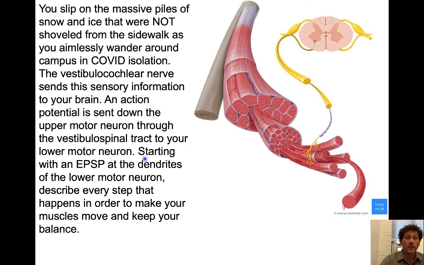So starting with an EPSP at the dendrites of that lower motor neuron, what is going on? Take us all the way from this anterior horn out to our muscles, and how does that integrate and make us catch ourselves and keep our posture? Okay, so practice this entire pathway. There's a lot that's involved.